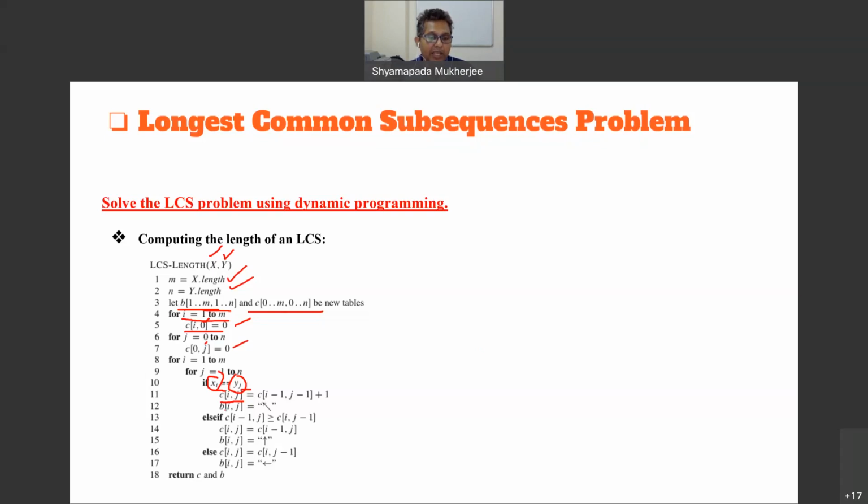So that's why initially we store 0 for this, and then for smaller values of i and j starting from 1. If we find that two elements are the same, xi and yj, then we take the length of the previous cell of the table and add 1, because one more match we have got, so it denotes the increase of length by 1 when you get one match.